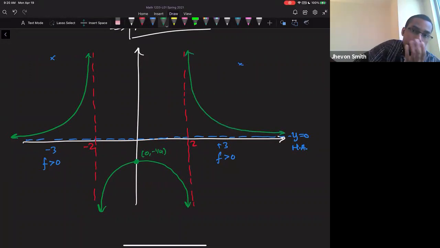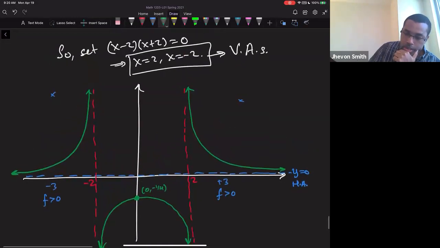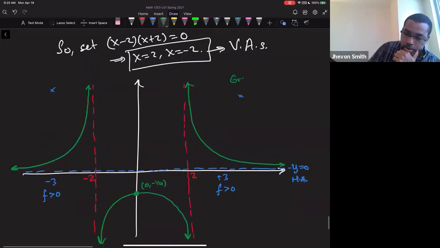It cannot touch the x-axis because there are no x-intercepts. So it has to be up top all the time. It can't touch the vertical asymptote, and it has to be going towards the horizontal asymptote. So that would be the graph. So the graph of f of x equals 1 over x squared minus 4 is in green.